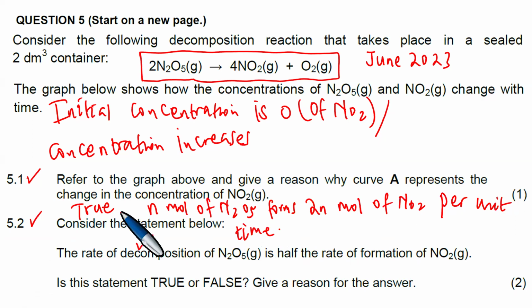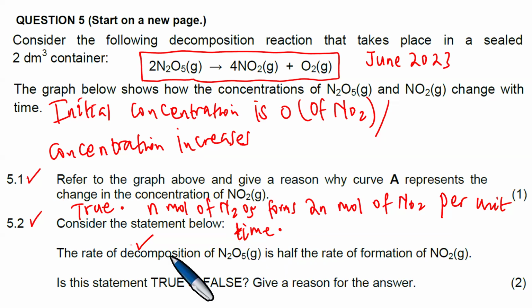So this is true. Why? It is true because n mole of N2O5 forms 2n mole of NO2 per unit time. Therefore, whenever this is 2, this one is double this: 2 times 2 is 4. So that is the reason.